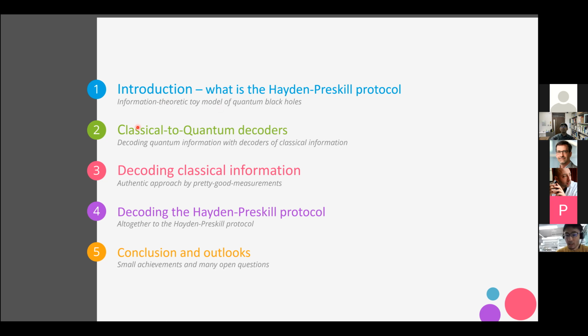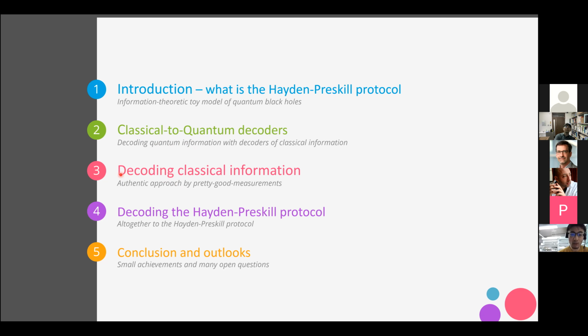Then the main result of this talk is we provide a new decoder for the protocol. We call that decoder the classical to quantum decoder, because this is kind of an interesting decoder. We first decode classical information in the protocol, and then we lift it up to a decoder for quantum information. For this reason, we just call the new decoder the classical to quantum decoder. And then thanks to this decoder, it's sufficient to consider only how to decode classical information in the protocol.